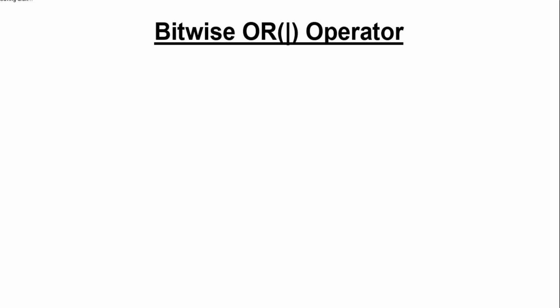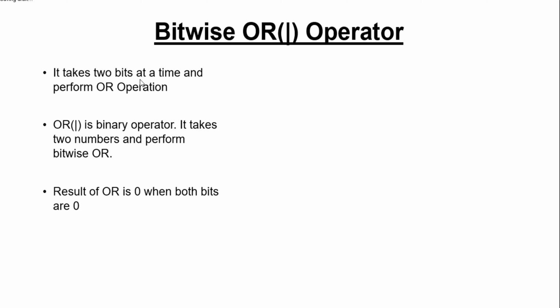Let's talk about the bitwise OR operator. It takes 2 bits at a time and performs the OR operation. OR is a binary operator. It takes two numbers and performs bitwise OR. The result of OR is 0 when both the bits are 0. Look at this point. In the bitwise AND operator, the result of AND is 1 when both the bits are 1. Over here we have the result of OR is 0 when both the bits are 0.